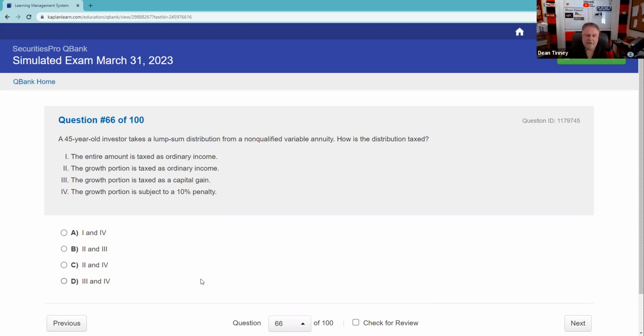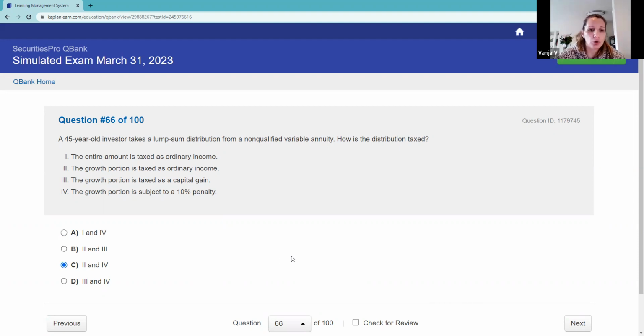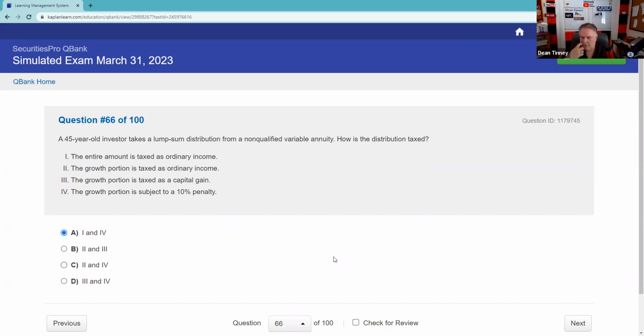You missed it. It's not the entire amount, because non-qualified means you have a cost basis. What you originally put in there, you're not going to owe taxes on. So it's actually 2 and 4. If that was a qualified plan, a tax shelter annuity, 403(b) or 501(c), you would have been correct. The key word here is non-qualified. That means you're using after-tax money.